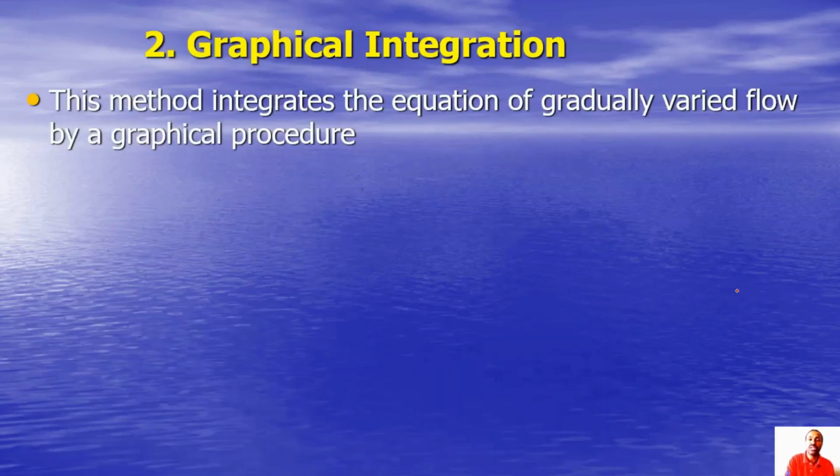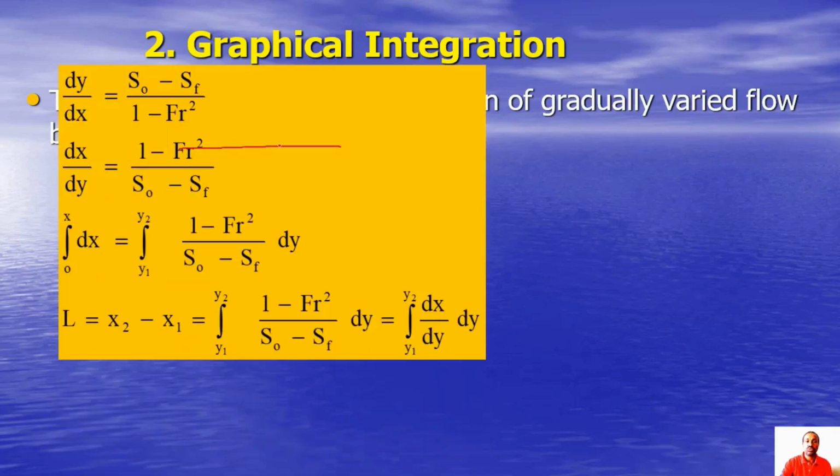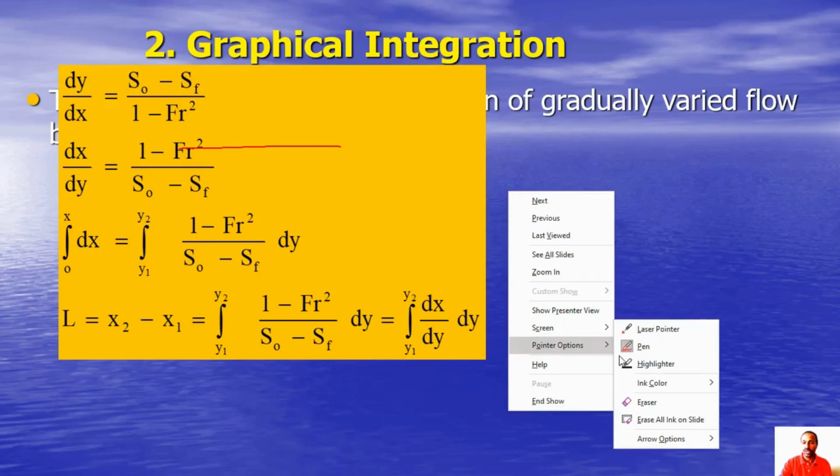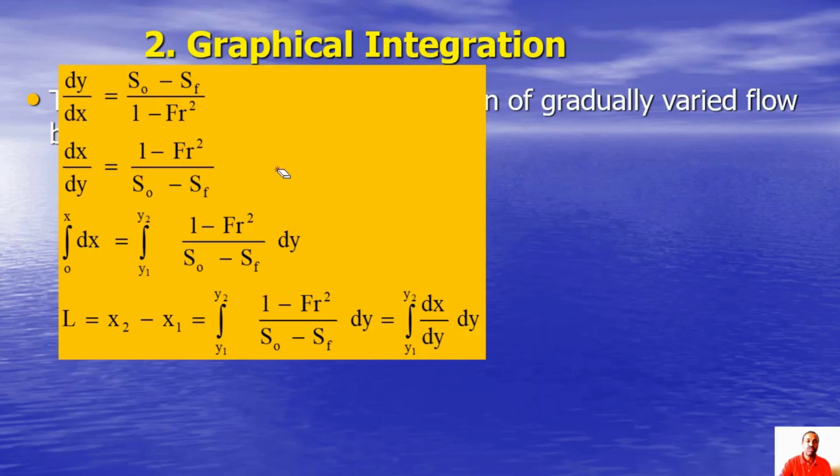Okay, the second method is the graphical integration method. So this method integrates the equation of gradually varied flow by graphical procedure. So we will determine the gradually varied flow profile by graphical procedure. So once you have this equation, or general equation, which is the dynamic equation, dy by dx is equal to S naught minus Sf over 1 minus Froude number square.